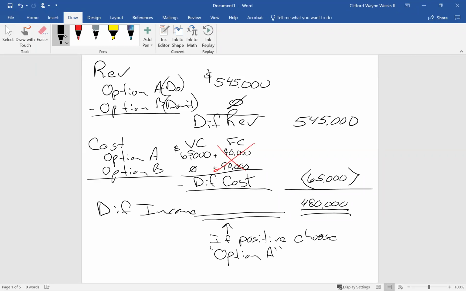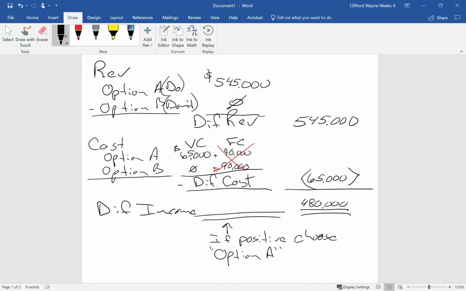Now, as long as you knew things that were relevant versus things that were not relevant, you could have done this without actually having to make this whole table. You could have said, hey, if we do this, we're going to make 545,000, and really the only relevant costs here were the variable ones. Because think about a variable cost. If you do 0, you're going to have 0 cost. But if you do 1,000, you're going to have, let's say, $65,000, because that's variable in nature.